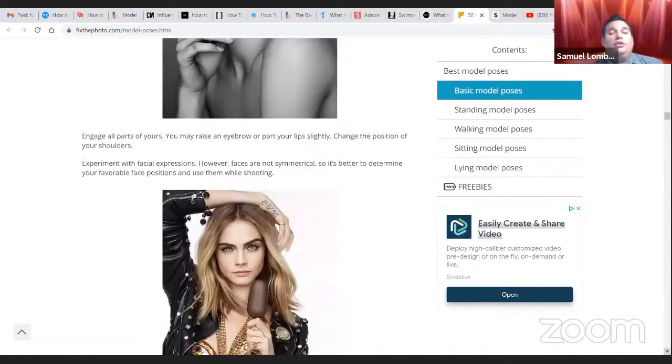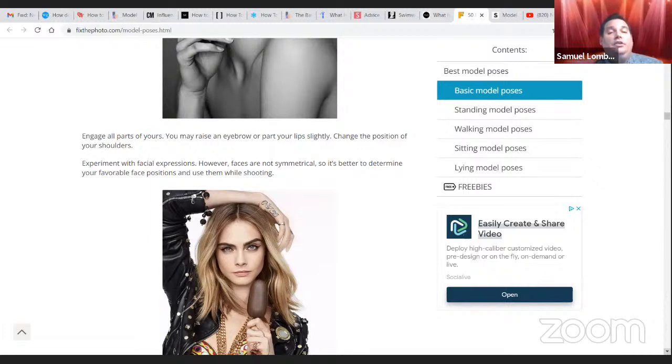Engage all parts of you; you may raise an eyebrow or part your lips slightly. Change the position of your shoulders. Experiment with facial expressions, like happy, sad, aggravated, scared, you know, a joker, whatever the case may be, okay?